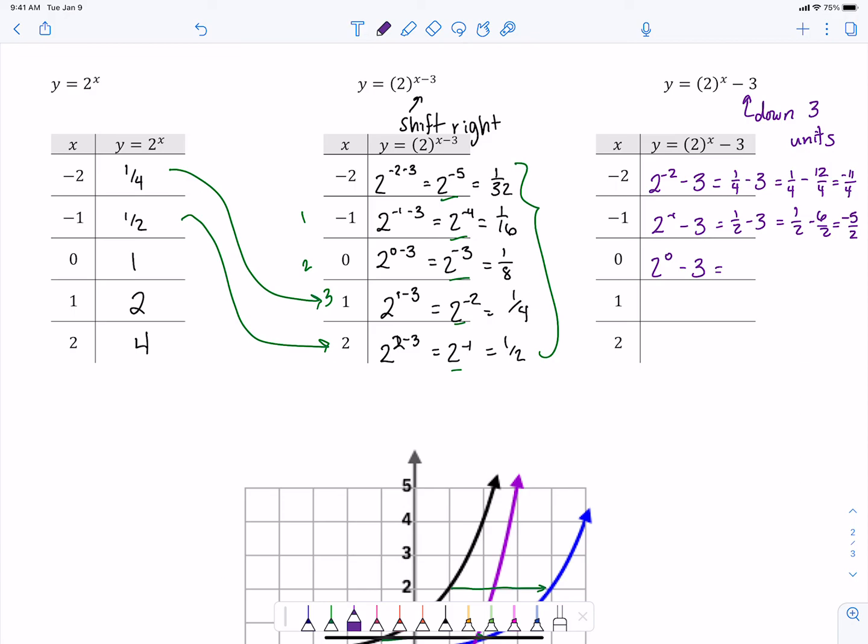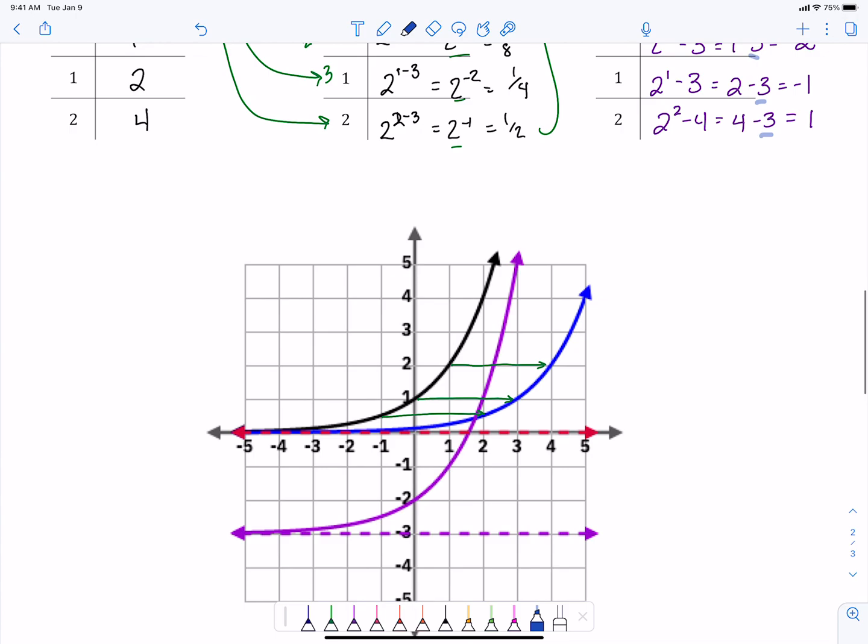2 to the 0 minus 3. This one's going to be a little easier to see because it's going to be the movement of our y-intercept. So we get 1 minus 3, -2 is what we get there. 2 to the 1 minus 3, so we get 2 minus 3, which is -1, and 2 squared minus 3, which gives us 4 minus 3, and that gives us 1. So again, we get those same y values, but each time we're subtracting 3 from it. So that's taking all of our y values and moving them down 3 units. So what also happened is that the asymptote moved down 3 units along with our graph.